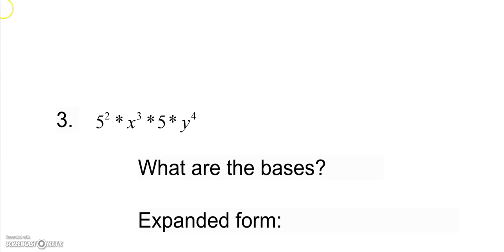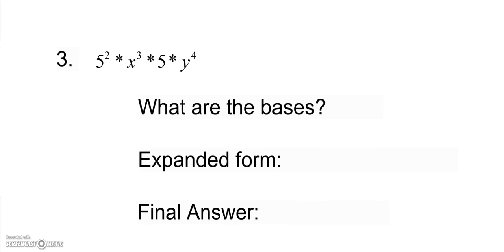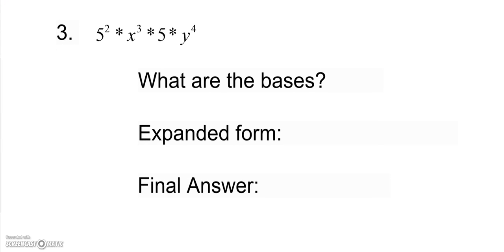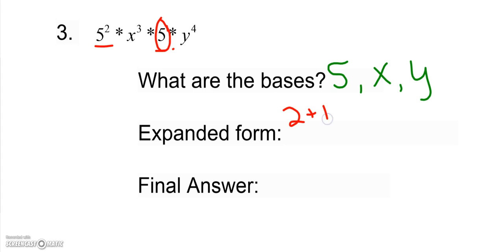Alright, so here's an example with all of them mixed together. So I have a base of 5, and I have a base of x, and I have a base of y. So now looking at the 5s, this is what I'm going to do in red. This 5 right here is to the first power. So it's like I have 2 plus 1 as many 5s. So I'm going to have 5 cubed. I'm going to write that right here, 5 cubed.